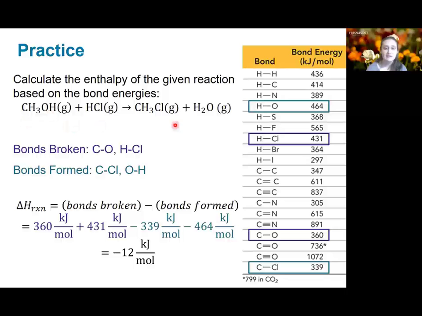Because enthalpy is a state function, it doesn't matter how we get from reactants to products. It just matters that we get there. So you could actually consider all the bonds breaking in the reactants and all the bonds forming in the products. And you can test it out and see that you should get exactly the same answer if you do it that way.